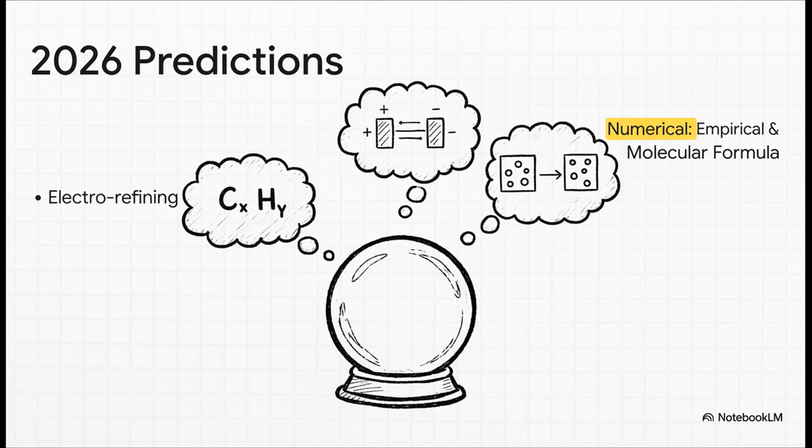So, what are our big predictions? For that 5-mark numerical problem, we're betting on a calculation of empirical and molecular formula from percentage data. For the process-based question, get ready for the electrorefining of copper. And for the theory part, the focus is almost certainly going to be on Avogadro's law.